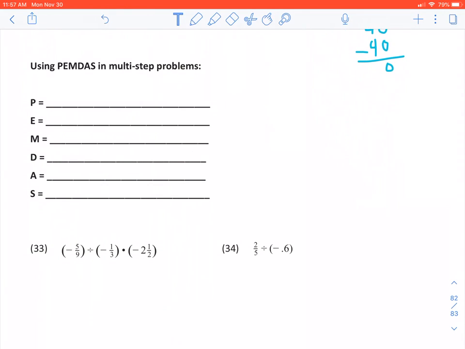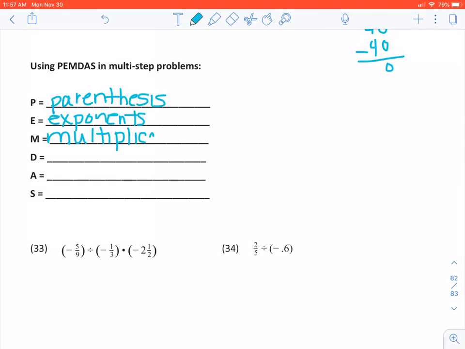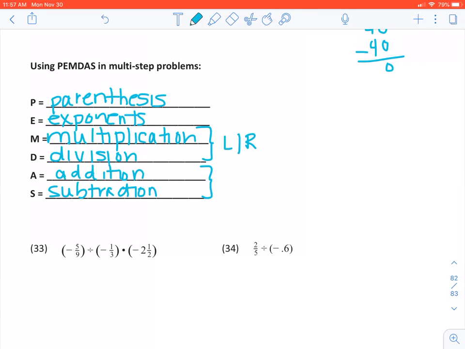All right, and now we're going to talk about using PEMDAS in multi-step problems. So let's just remind ourselves what PEMDAS stands for. So this is parentheses, exponents, multiplication, division, addition, and subtraction. Now, I'm just going to remind you that multiplication and division is from left to right, and addition and subtraction is from left to right.